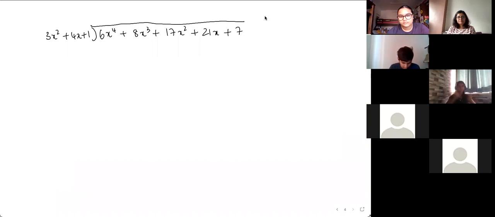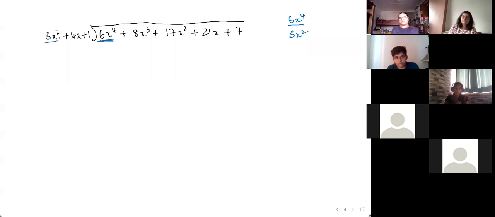Ma'am, so we have to multiply 3x square plus 4x plus 1 by 2x square first. By 2x square, ma'am? Because we have already been given 3x square, so if we multiply, it will directly come 6x to the power 5. How you get 2x square is you divide first 6x power 4 divided by 3x square, the first term of this divided by 3x square.